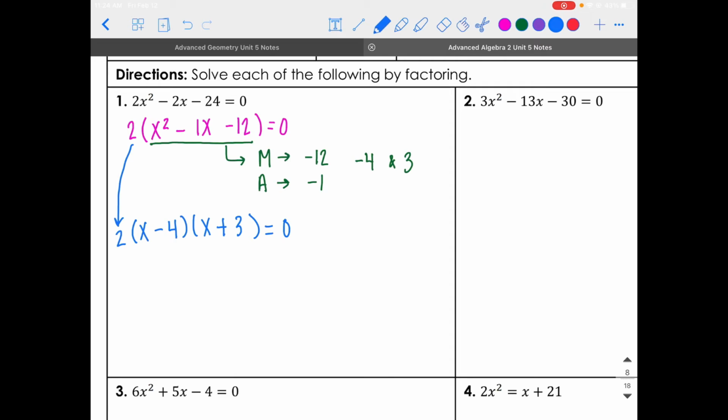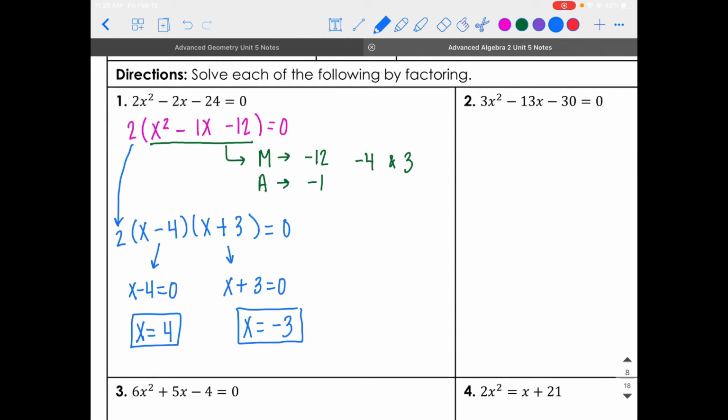Sometimes the GCF that we factor out won't give us another x-intercept, but occasionally it will. If it's just a plain number, it doesn't do anything for us here. But if I would have factored out an x, then it might have helped us. So since it's just a plain number, I don't set it equal to 0 because 2 is not equal to 0. But I do set x minus 4 equal to 0 and x plus 3 equal to 0. So x equals 4 and x equals -3.